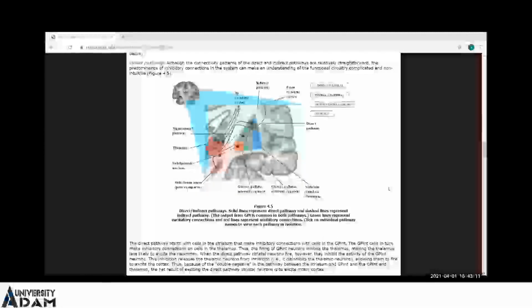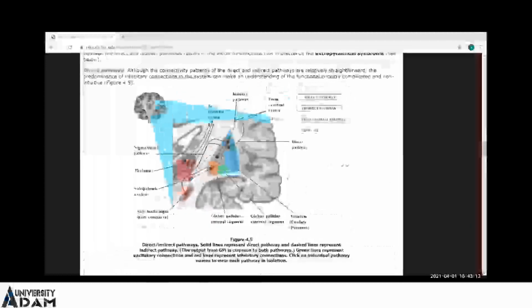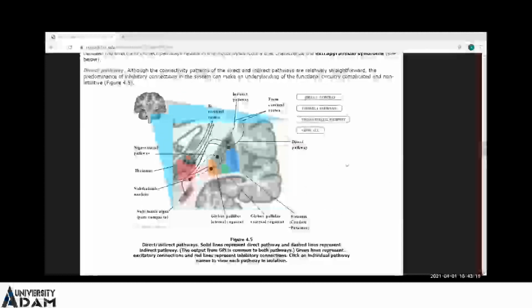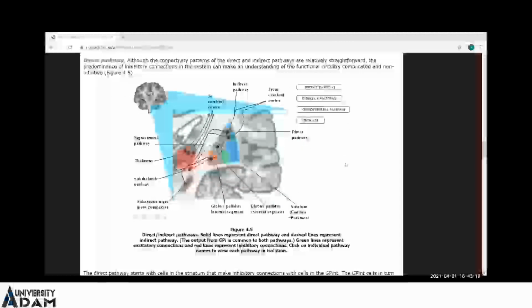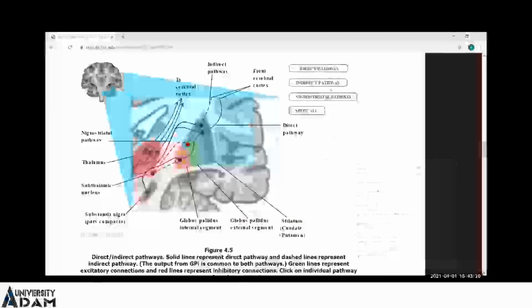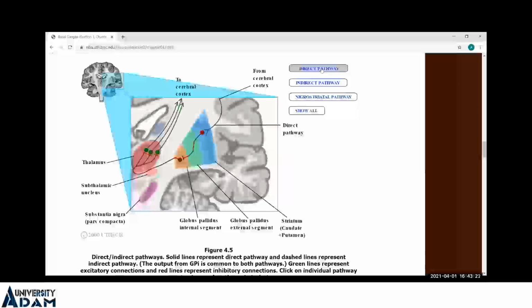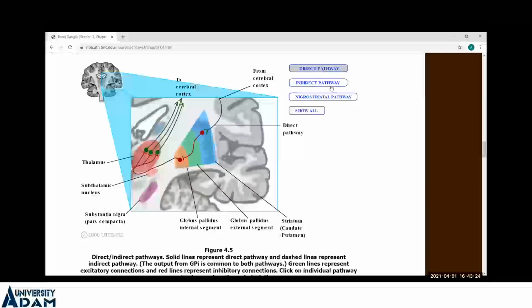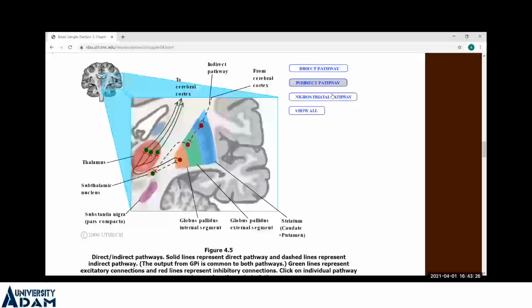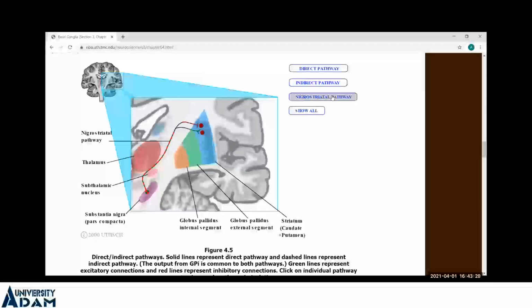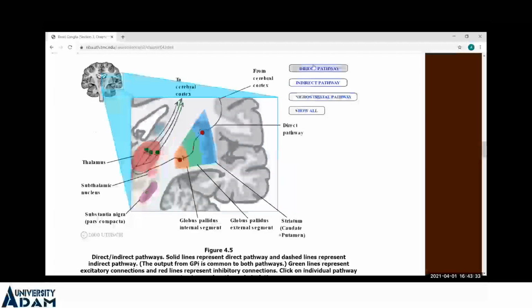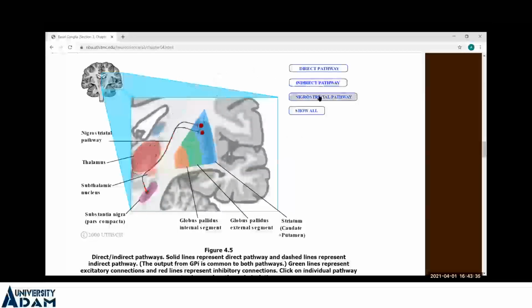So as you can see here, again, this is the same picture. I took this picture from the side. Now you can see the direct pathway, right? This is the direct pathway. This is the indirect pathway. And also we have a nigrostriatal pathway, okay, guys? Direct pathway, indirect pathway, and nigrostriatal pathway. As you can see, the nigrostriatal pathway is a mixed pathway, right?